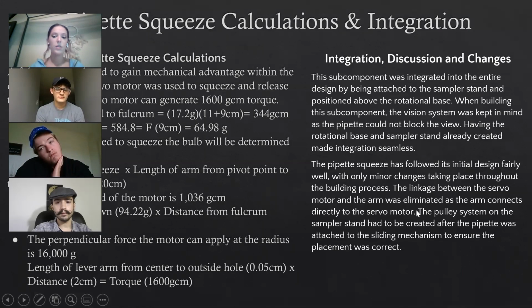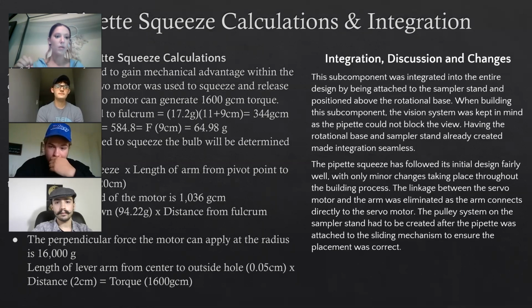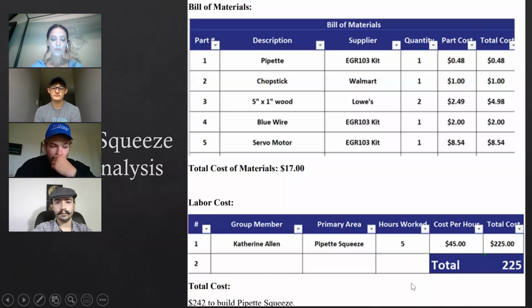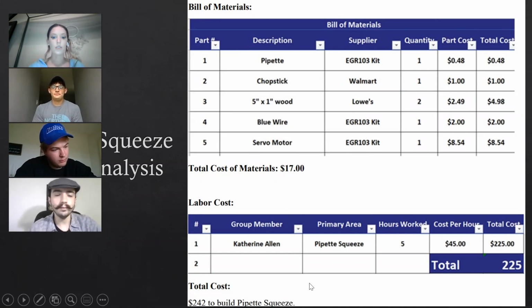I also had to consider not blocking the vision system, because the vision system was placed in the sampler stand behind the pipette squeeze. The total cost to build the pipette squeeze was $242, based on labor cost and the cost of the materials used.